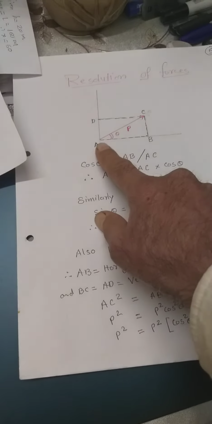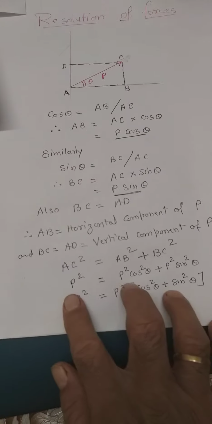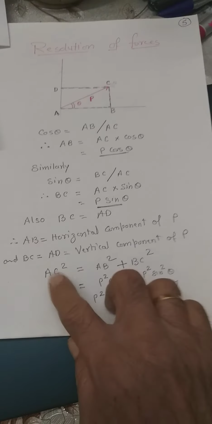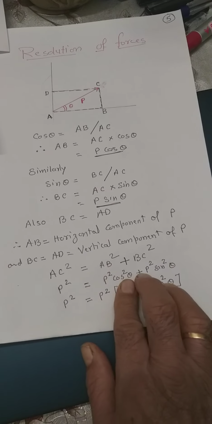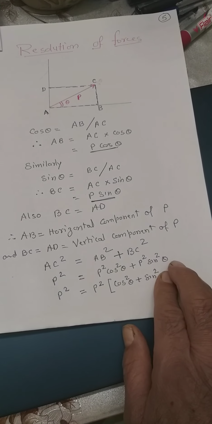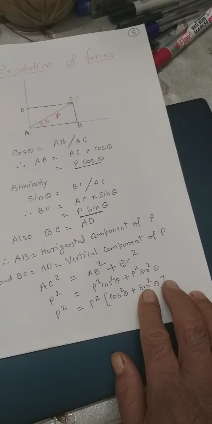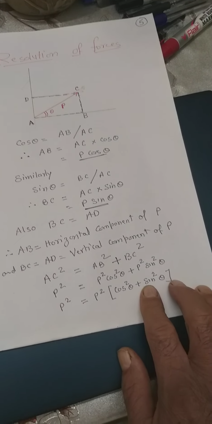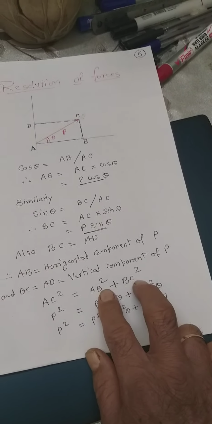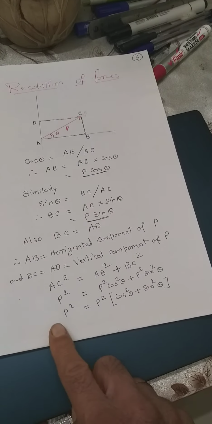Now looking towards this, we know AB square plus BC square is equal to AC square. Keeping this over here again, AC square is equal to AB square plus BC square. Substituting, AC square is nothing but P square. AB square is equal to P square cos square theta, and BC square is equal to P square sin square theta. Taking P square as common, we have cos square theta plus sin square theta, or we can call it sin square theta plus cos square theta, equal to 1. So we can say yes, if the squares of the two are added to each other, they will give the square of the resultant. So P is equal to P.